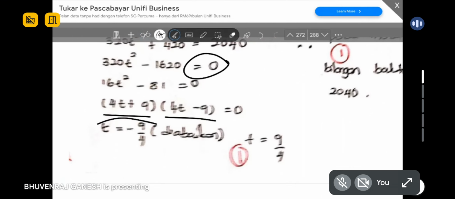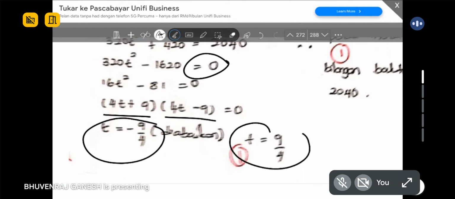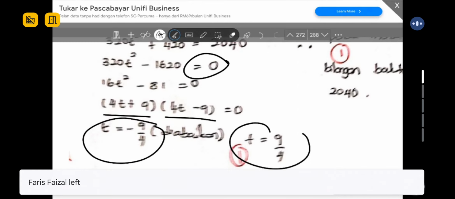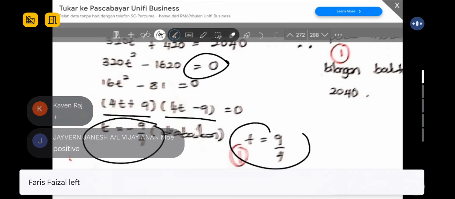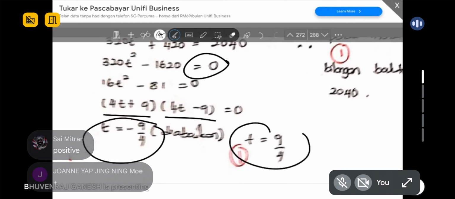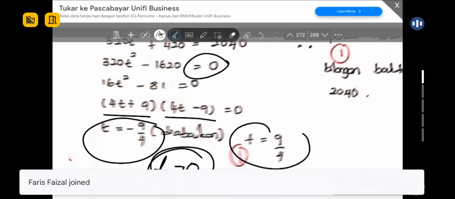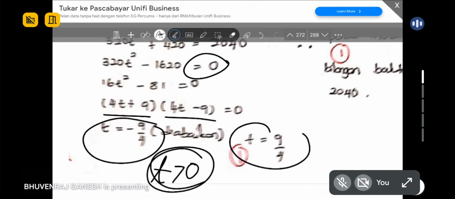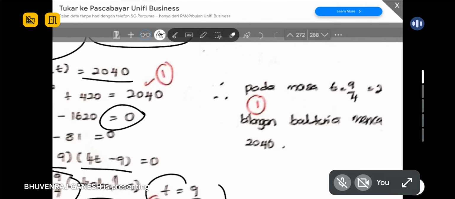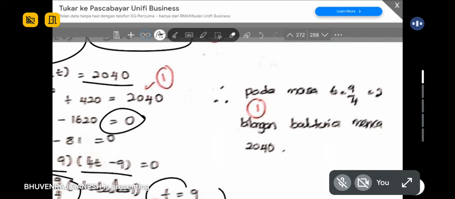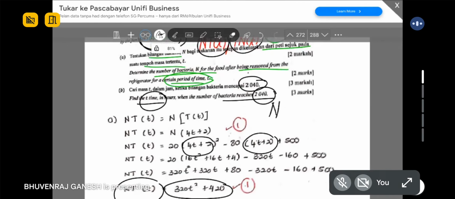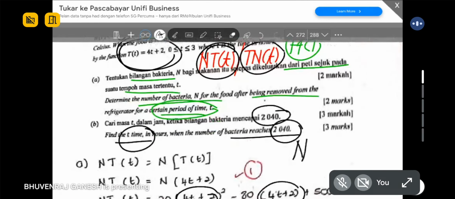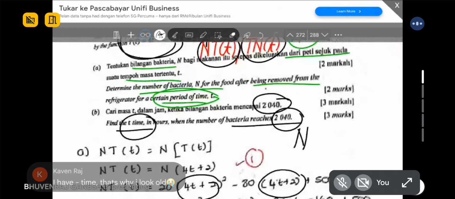But guys, negative or positive, which one you guys will accept? Mana yang betul untuk masa? Now we are talking time. So time must be always greater than 0 guys. Lebih besar dari kosong. So that's why your answer is 9/4 second. Okay? Understand? Simple or not? This question guys. Senang kan? Sorry, 9/4 hours, not second.